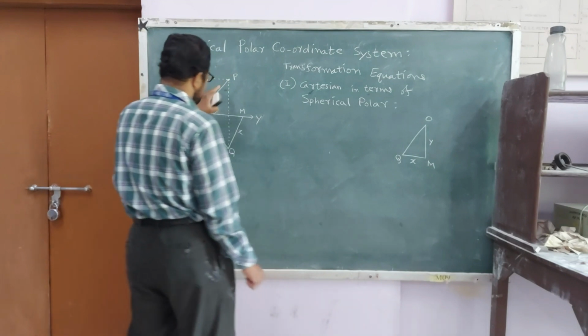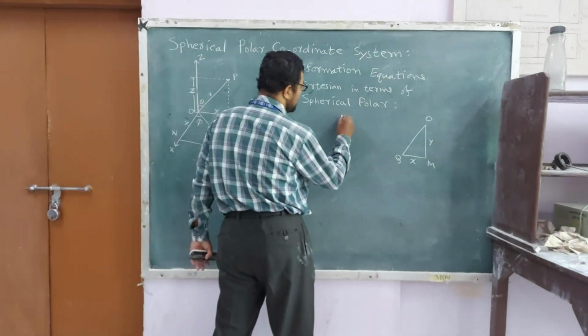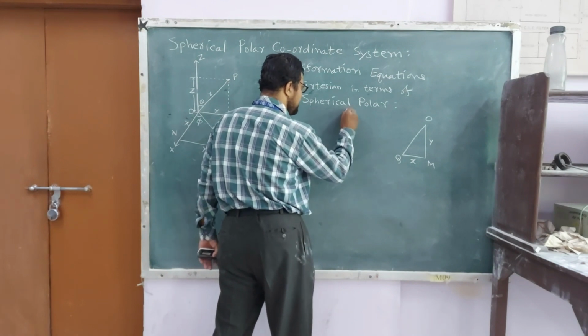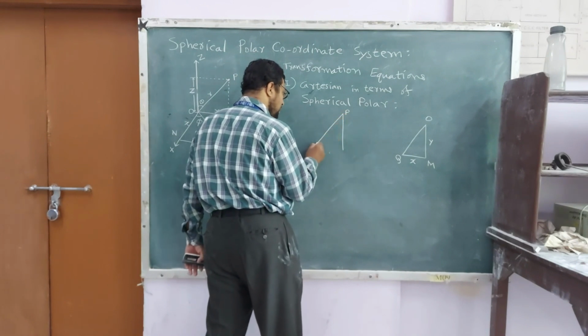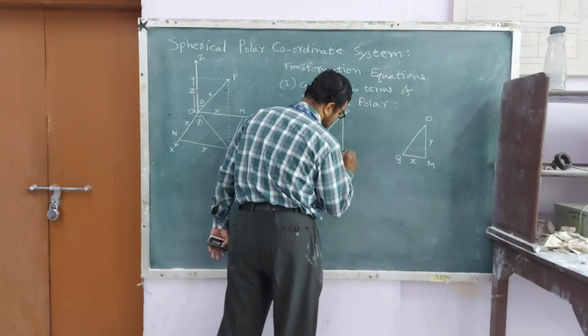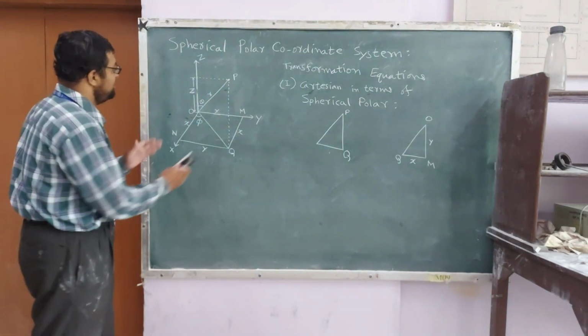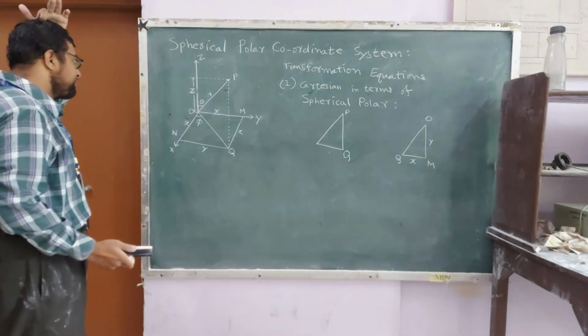I will just try to draw that triangle here again now, so that you will get a clear idea about all these things. So I will draw P. This is our P point. Then this is our O, and this is our Q. So Q is again 90 degrees. Okay. So this triangle will be like this.